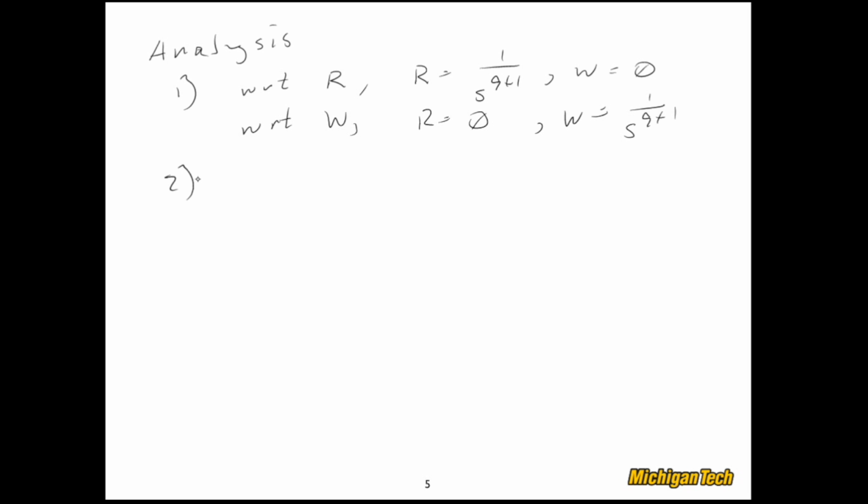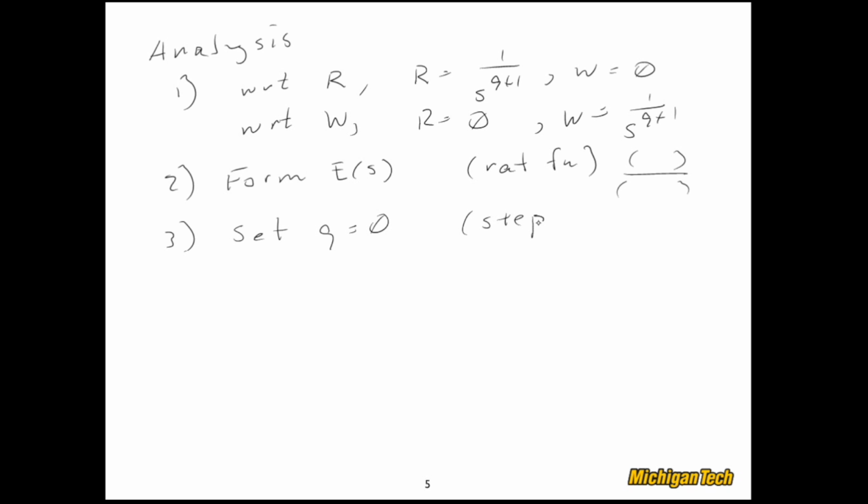That's step 1. Step 2 is you form an expression for the steady state error. And of course this has to be a rational function. Simplify it out as much as you can, so a polynomial in the numerator and a polynomial in the denominator. Now you start off by setting q equal to 0. That's a step input. So we'll start there. And now you compute the steady state error.